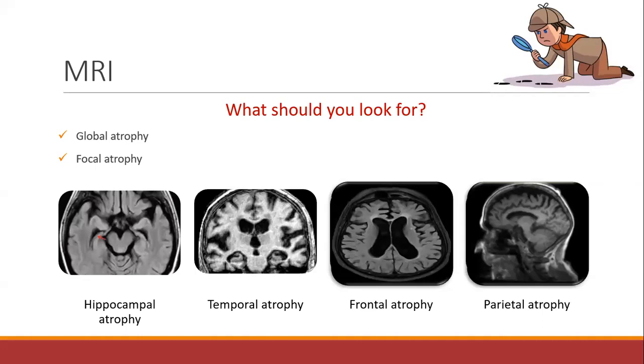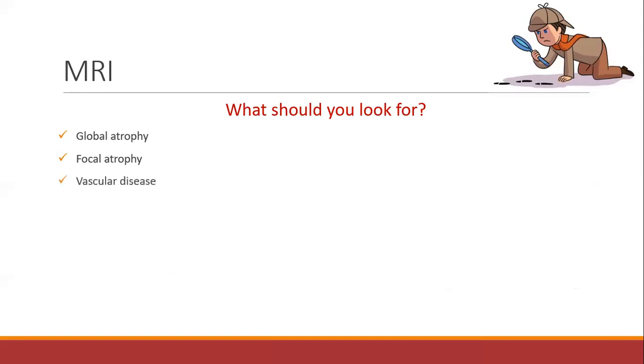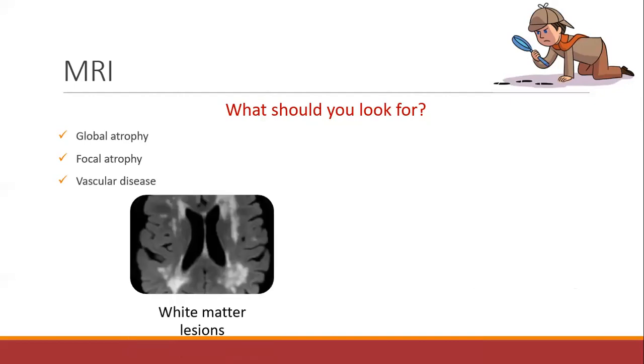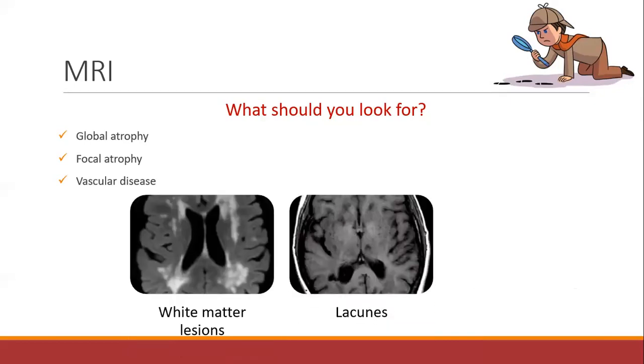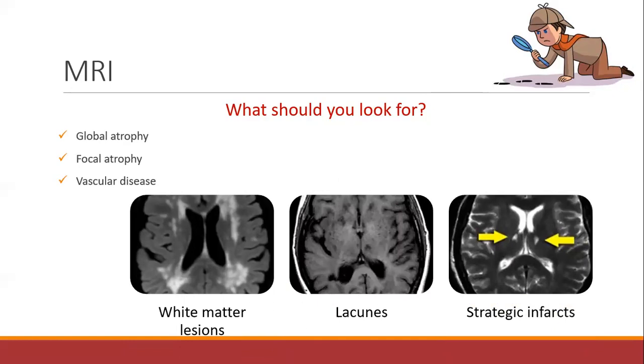Okay. So selective focal atrophy involving different areas of the brain can help us in diagnosing different causes of dementia. In addition to this, we should look for evidence of vascular disease. So for vascular disease, you will look for white matter lesions, presence of lacunes, and also presence of strategic infarcts. What strategic infarcts are, we will be covering shortly.